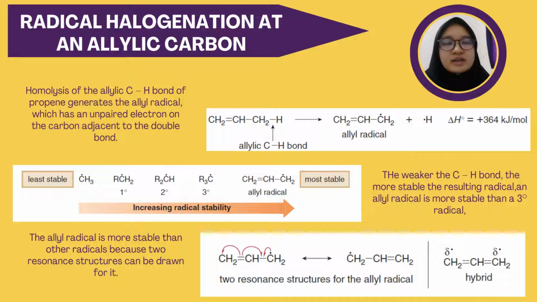Radical halogenation at an allylic carbon. Homolysis of the allylic C-H bond of propene generates the allyl radical, which has an unpaired electron on the carbon adjacent to the double bond. The weaker the C-H bond, the more stable the resulting radical. An allyl radical is more stable than a 3-degree radical. The allyl radical is more stable than other radicals because two resonance structures can be drawn from it.